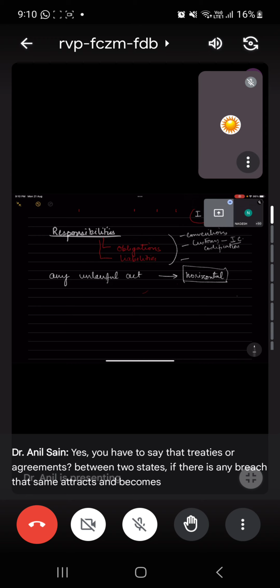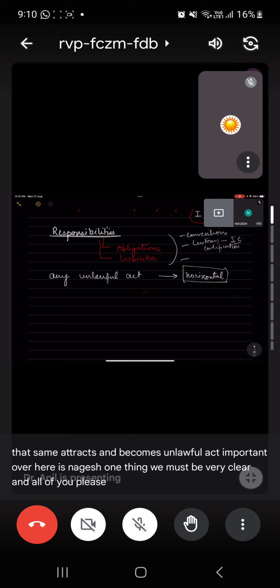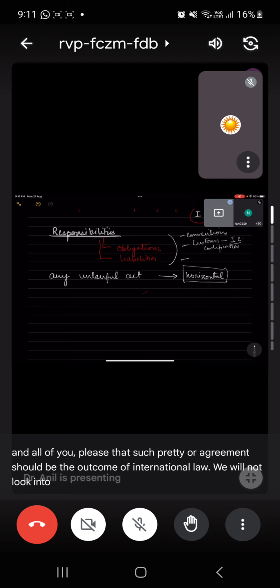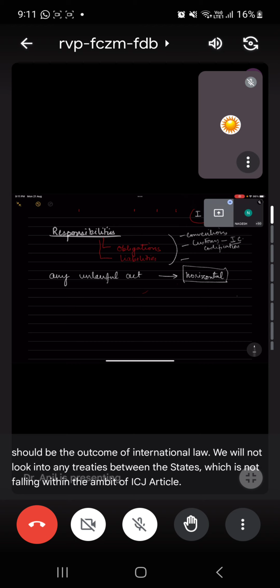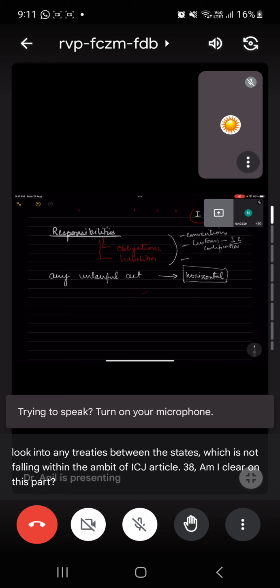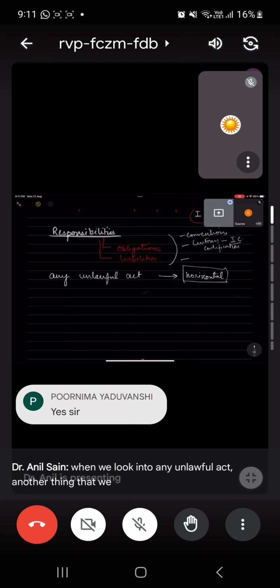Important over here, Nagesh, one thing we must be very clear, and all of you please, that such treaty or agreement should be the outcome of international law. We will not look into any treaties between the states which do not fall within the ambit of ICJ Article 38. Am I clear on this part? Am I clear, all of you? Yes, sir. When we look into any unlawful act, another thing that we look over here, it attracts reparation internationally.